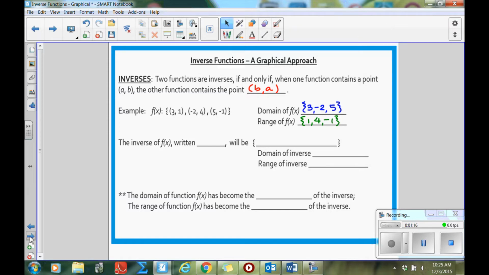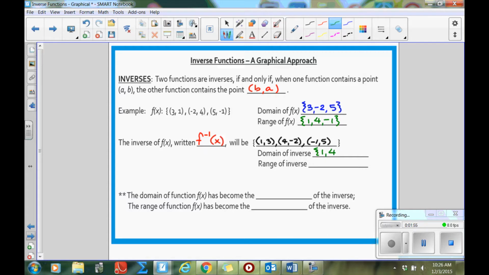So if that's the original function, the inverse, which has this notation, f inverse of x, the negative 1 exponent represents an inverse. That inverse is going to be the ordered pairs reversed. 1, 3, 4, -2, and -1, 5. And since we reversed the x's and y's, the domain of the inverse has now become 1, 4, -1. And the range of the inverse has become 3, -2, 5.